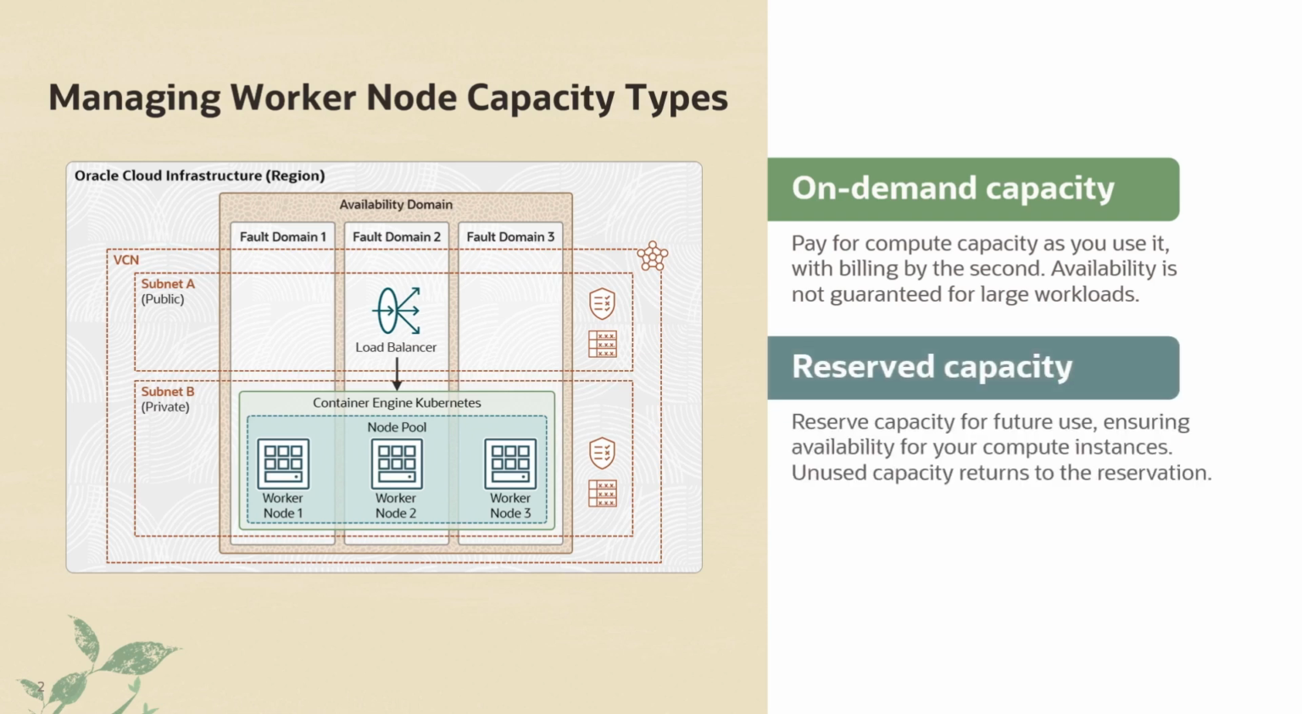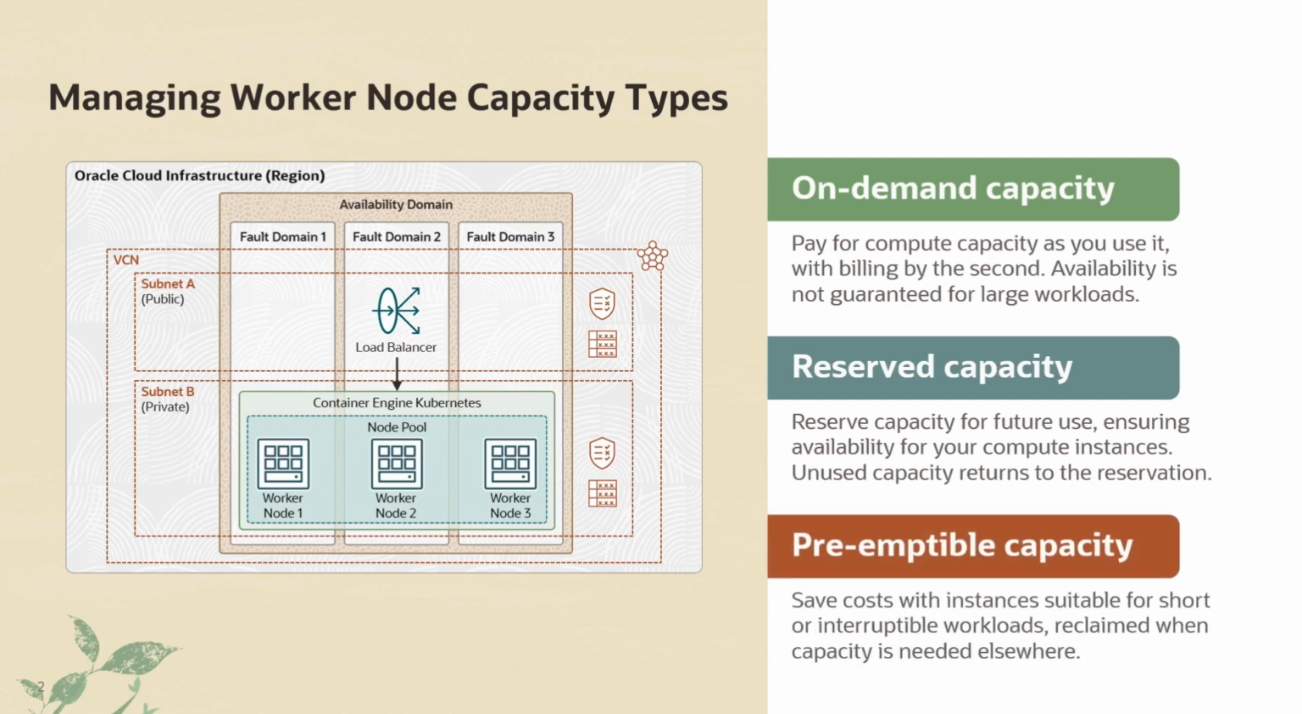Next, we have reserved capacity. This is all about reserving capacity for future use, ensuring availability whenever you need it. When you launch instances against the reservation, the used capacity is returned when instances are terminated, and unused capacity gets metered differently.